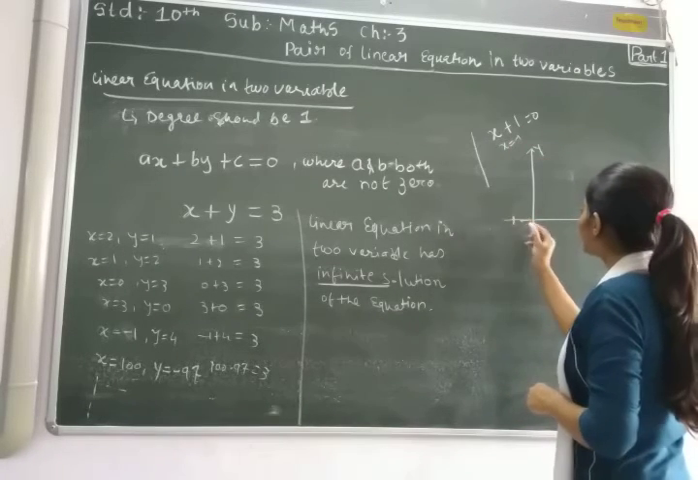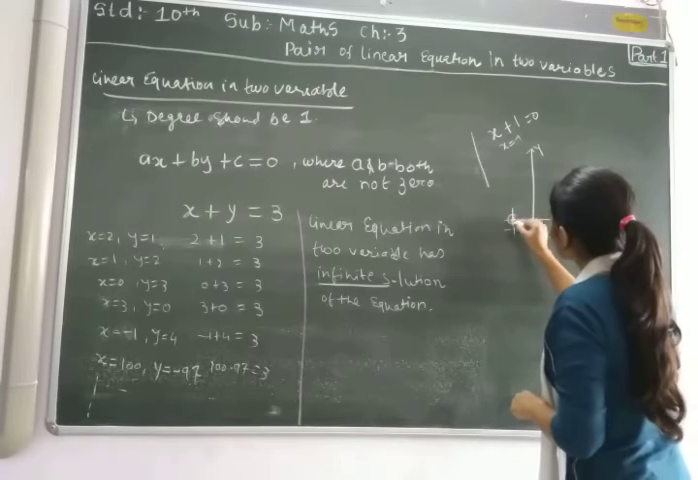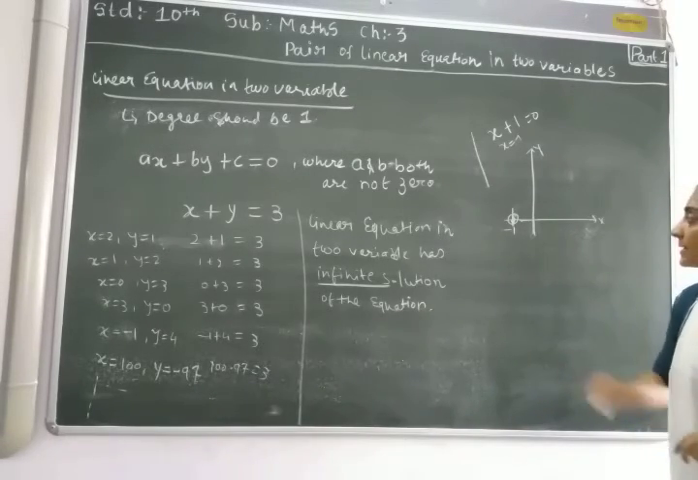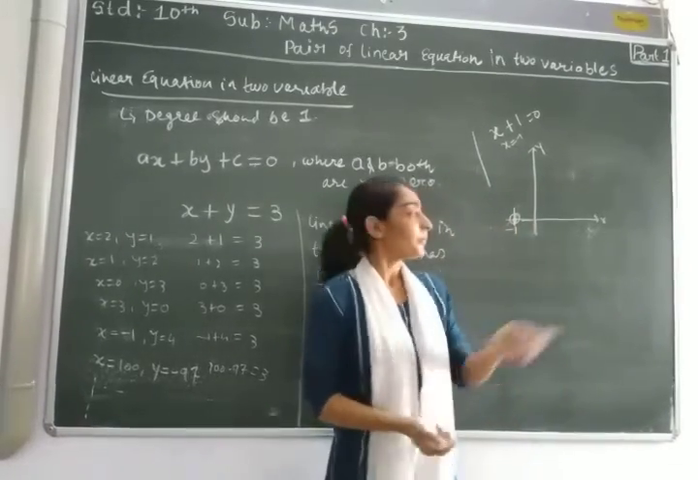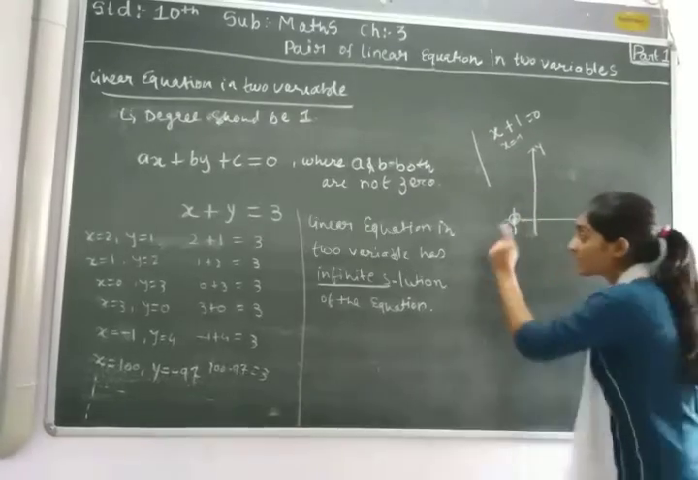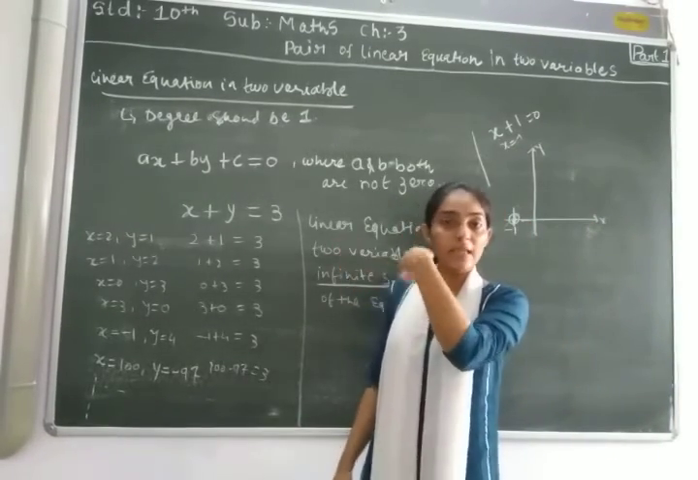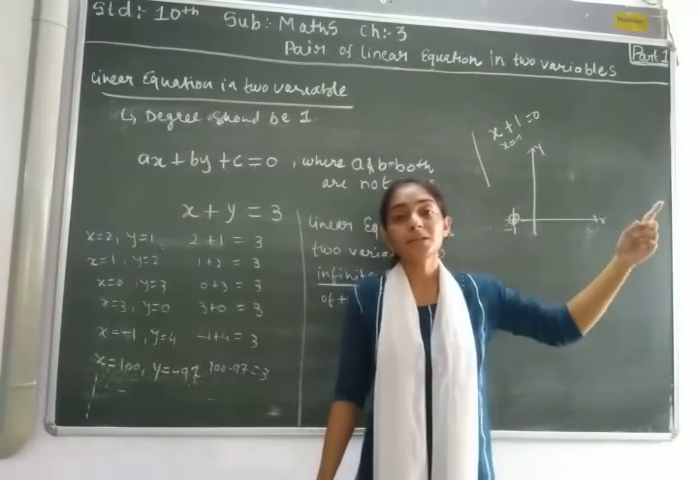So x equals minus 1. That is the only point on x. So graphically we can say that a point which intersects on the x-axis is the solution of that equation. That polynomial we have learned in polynomials.